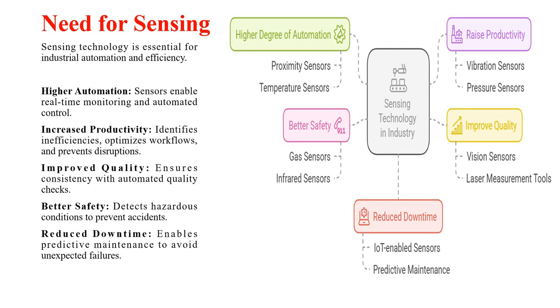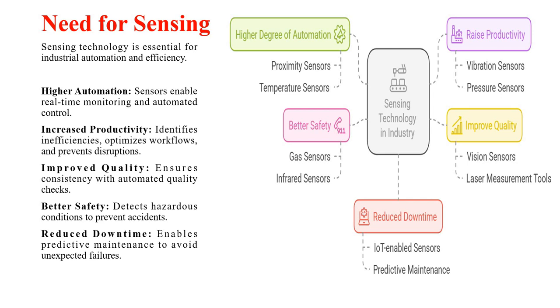Sensors can raise the productivity of industries by continuously monitoring the equipment and production lines, and also help to identify inefficiencies and bottlenecks. Industries can optimize workflow and resource utilization, leading to higher output with minimal waste. An example is vibration sensors in predictive maintenance, which prevent machine failures and ensure uninterrupted production.